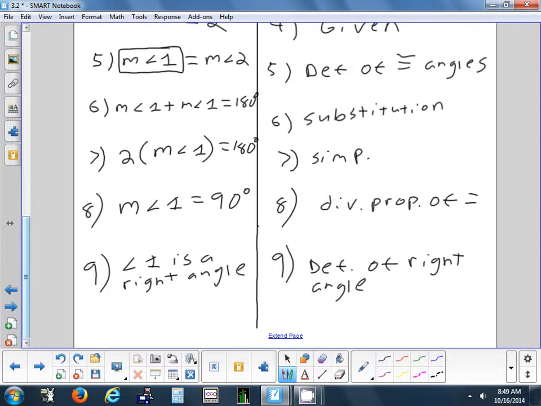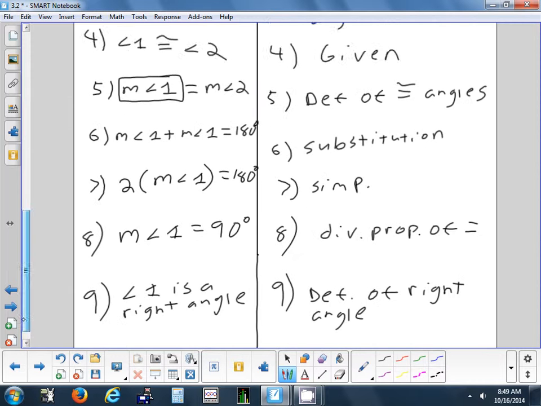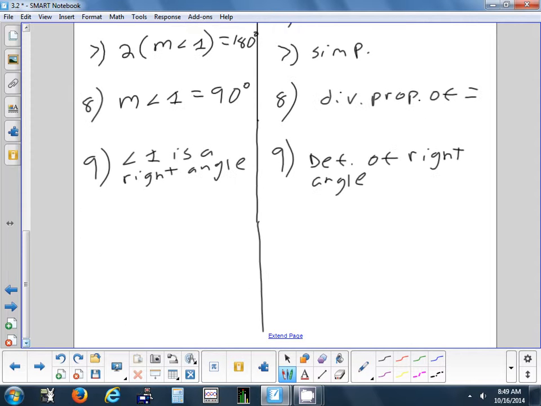All right, now, since I know angle 1 is a right angle, that proves G and H are perpendicular. Because that's the definition of perpendicular lines. They form a right angle. So what was it? G and H? Reason, definition of perpendicular lines.